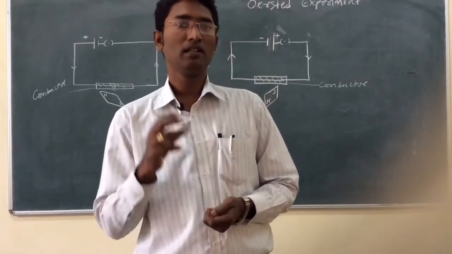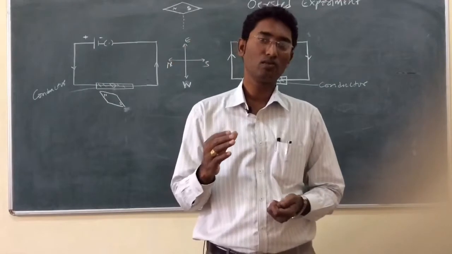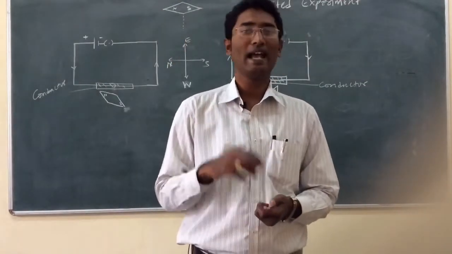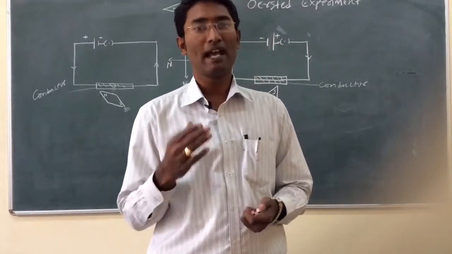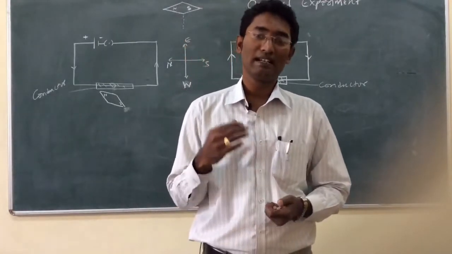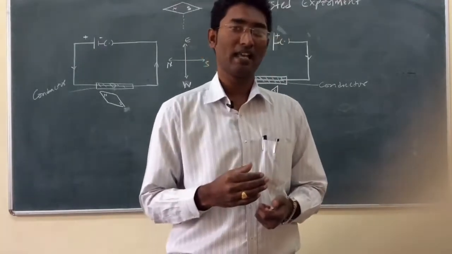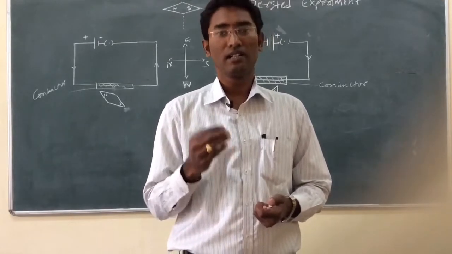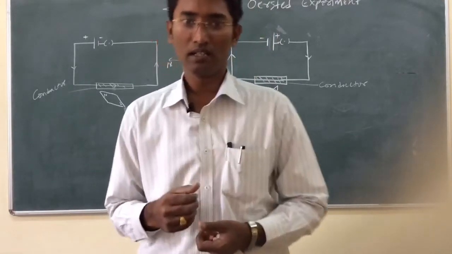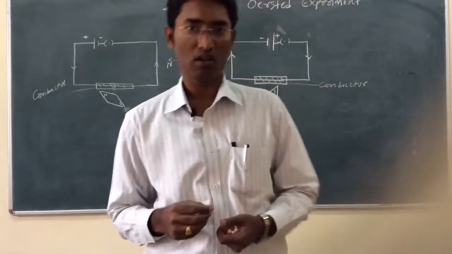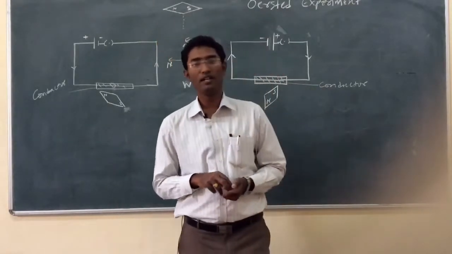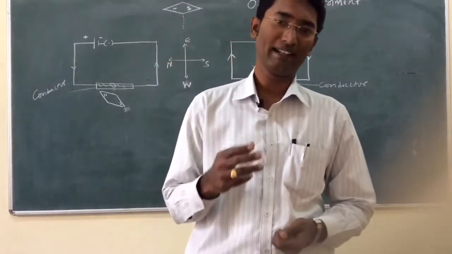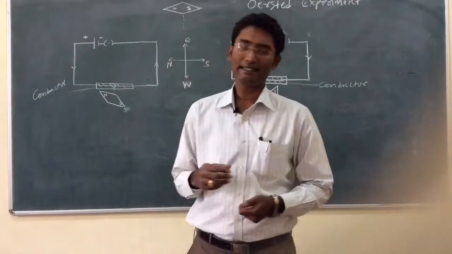This created a curiosity in the mind of Hans Christian Oersted, and he performed various experiments, one of which clearly establishes the fact that a magnetic field is created around a conductor. It has become the law of physics that whenever electric current passes through a conductor, it produces a magnetic field around it. So let us see that activity.